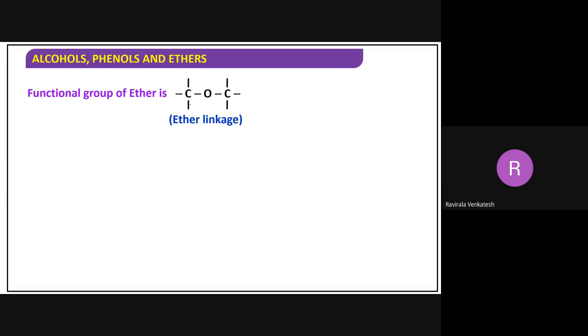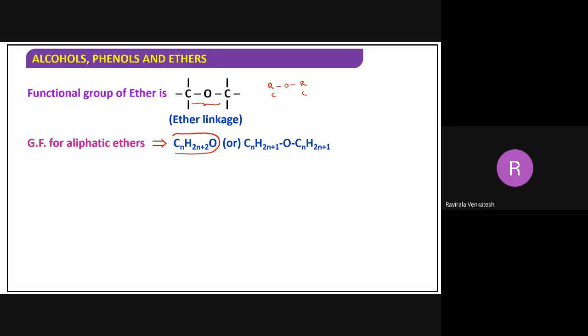COC linkage, generally we call what? Ether linkage. Generally we write carbon here, carbon here. What is the molecular formula? The general formula will be CnH2n+2O. You can also write it as CnH2n+1 O CnH2n+1, where CnH2n+1 means R. Generally we use this formula, CnH2n+2 OH.